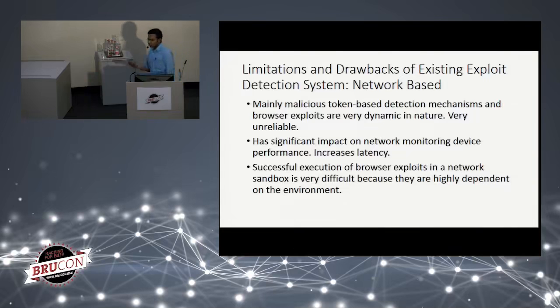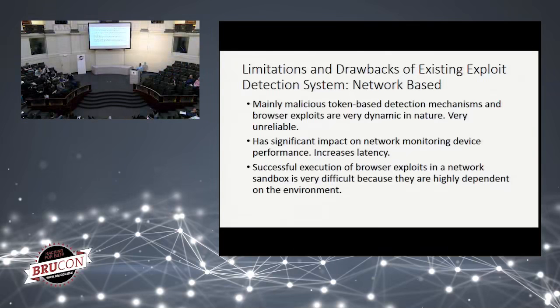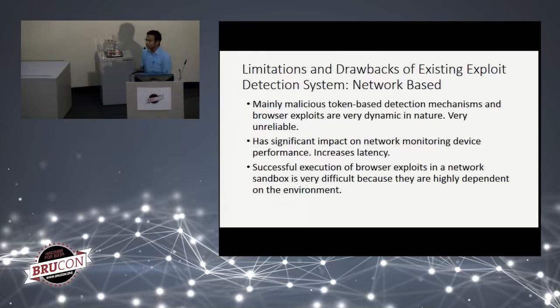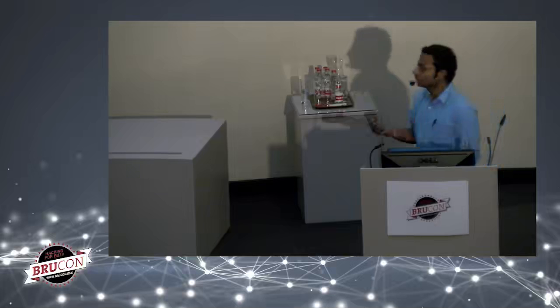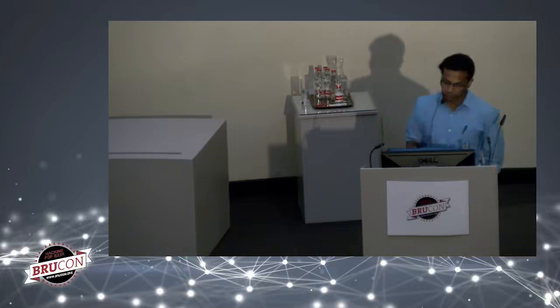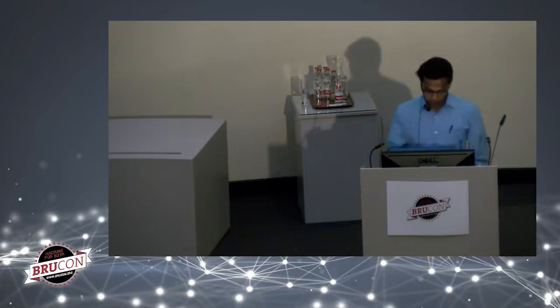So there are obviously limitations as well. A malicious token-based detection system doesn't catch obfuscated exploits, and most browser exploits we find in the real world are highly obfuscated. So they bypass all these token-based detection systems. Also, since we are adding new signatures to the IPS every day, it has a significant impact on the network monitoring device's performance. So it increases latency as well.